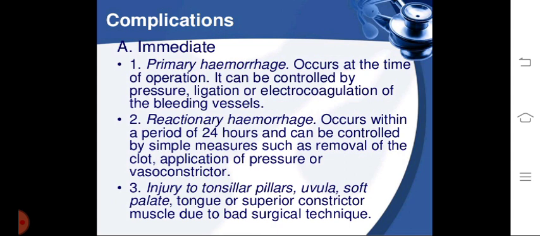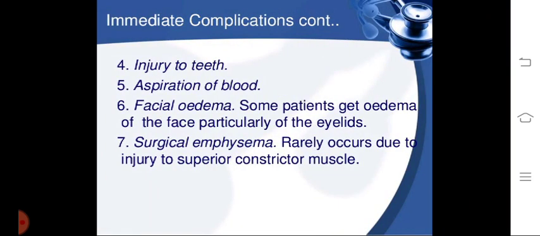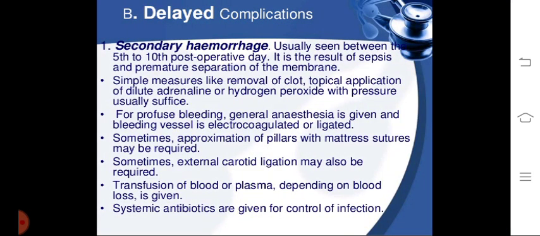What else? Immediate complications can occur due to bad technique. The surgeon can injure the tonsillar pillar, uvula, soft palate, tongue, or superior constrictor muscle, that means the structures near the tonsil. Injury to teeth may occur while you apply the Boyle-Davis mouth gag. Aspiration of blood can occur if you have not given the throat pack adequately, or the Rose position is not maintained. Facial edema in some patients, and rarely surgical emphysema due to injury to the superior constrictor muscle. Delayed is the secondary hemorrhage.